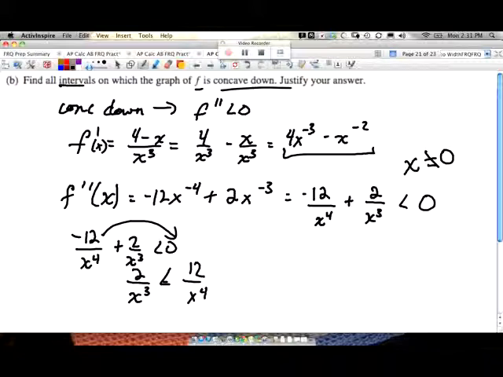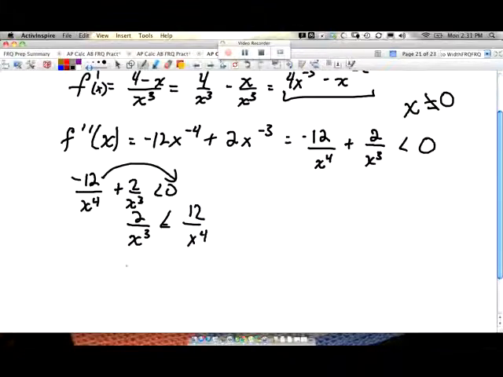Multiply both sides by the denominators and we'll get 2x to the 4th. Actually, let's just do this. Multiply both sides by x cubed. Or x to the 4th. That would be even better. If we multiply both sides by x to the 4th, what that winds up doing for us is over here we have an x, and over here we just have 12. So 2x is less than 12. Alright, solve it even more. x is less than 6.